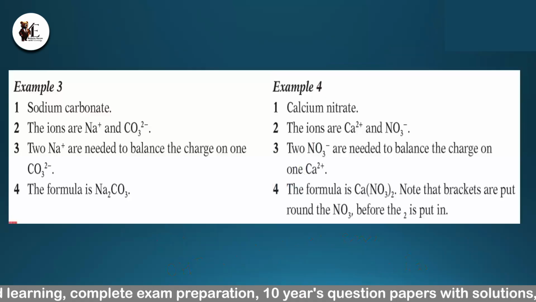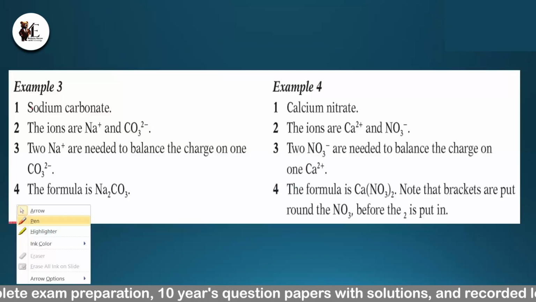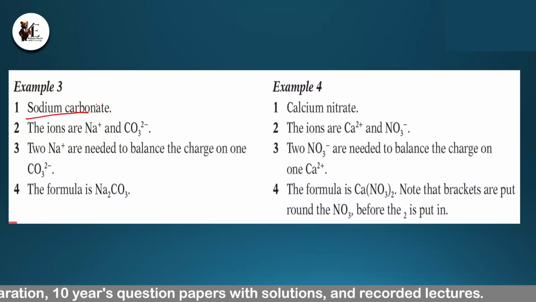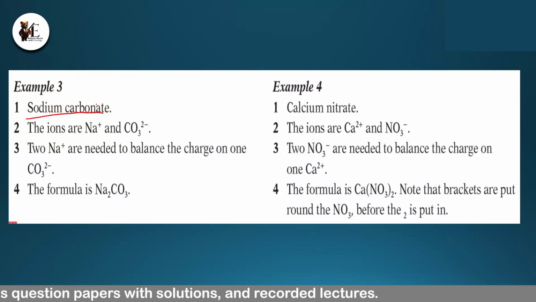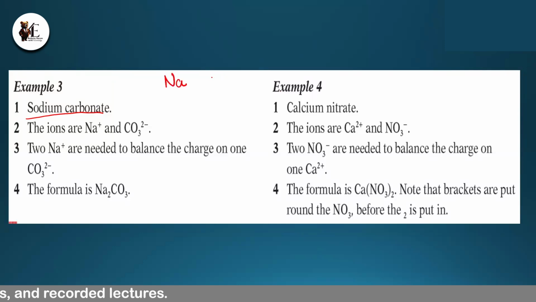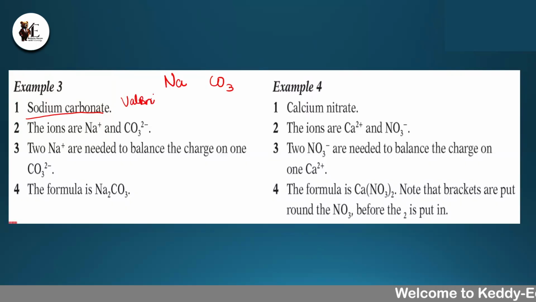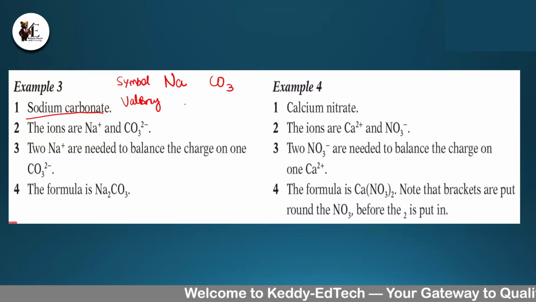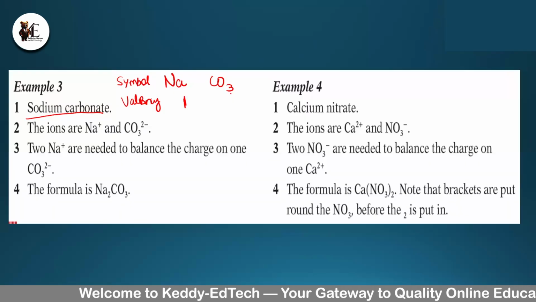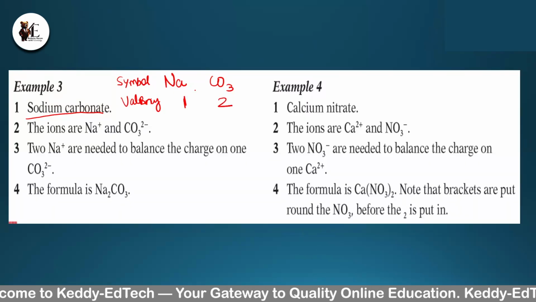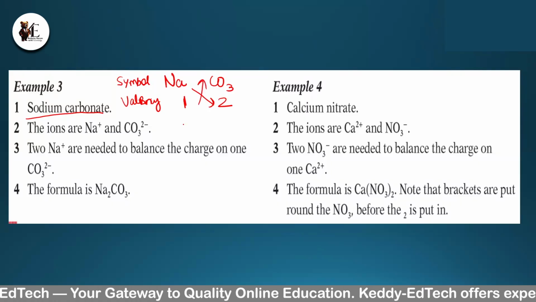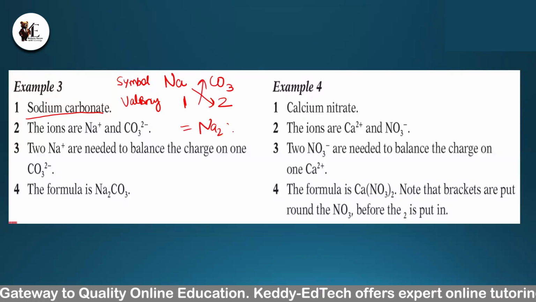So the next example is sodium carbonate. If I ask you to write down the formula of sodium carbonate, what is the step to write down the formula? First of all, write down the cationic part, sodium. It's simple. Carbonate is CO3. Then in the second step, you have to write down the valency. Write what I am writing. In the first step, write symbol. In the second step, write down the valency. Valency of sodium is 1. You need to remember the valencies. Valency of carbonate is 2. Now in the third part, just use the crisscross method and the formula is Na2CO3.